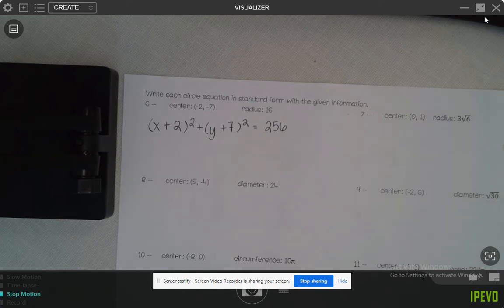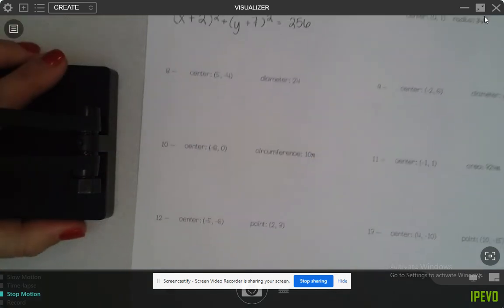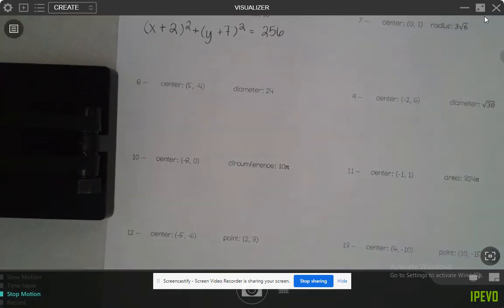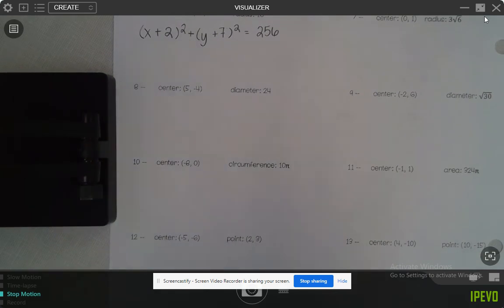Ready? Answer should be x squared plus y minus 1 squared equals 54. You better have 54. All right, next one, 8. What's it give me? Oh, the diameter. Gives me the diameter. Can I use the diameter? Yeah.